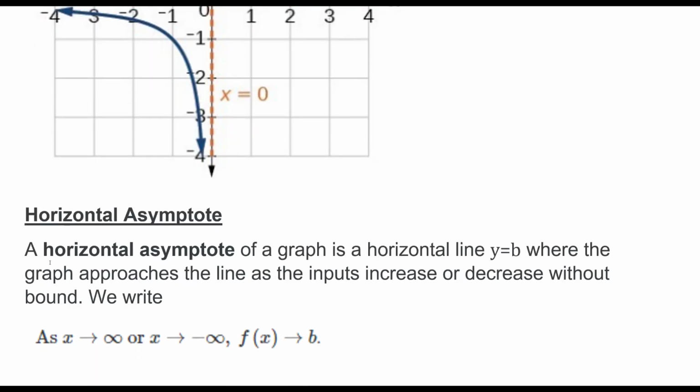A horizontal asymptote of the graph is a horizontal line, y equals b, where the graph approaches the line as the inputs increase or decrease without bound. We write, as x goes to infinity or x goes to negative infinity, f of x approaches that value b.